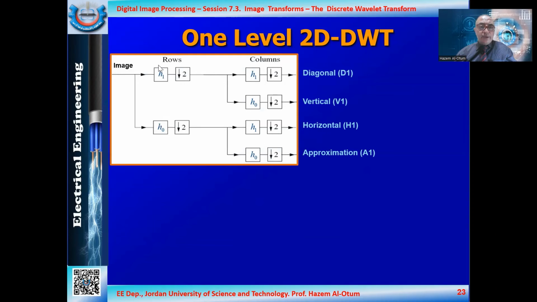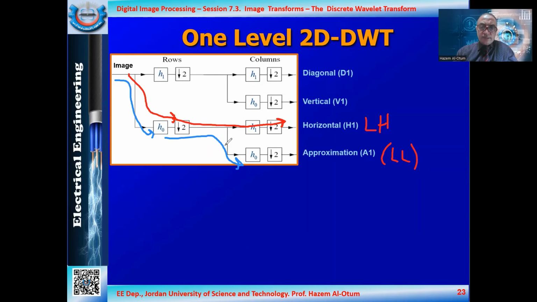As you look here, we can follow this line. This will be applied to the low filter in the row direction, and low filter in the column direction. While this one will be applied in the row direction as low, and in the direction of the columns as high. So we can say that this one is low and low, this one is low and high, etc. We can repeat this way to get all other subbands.